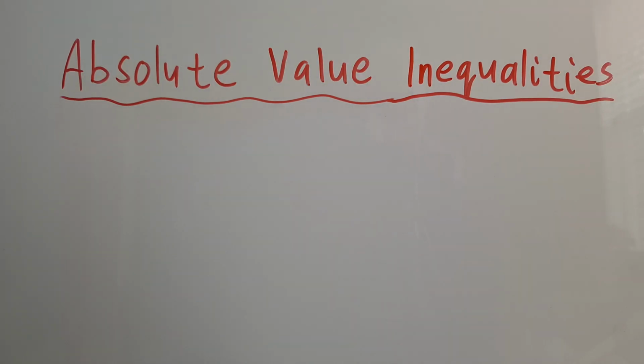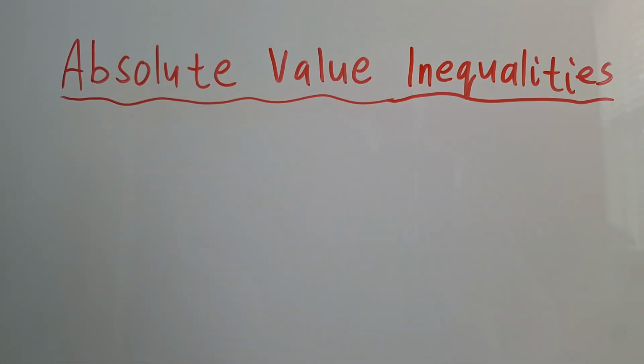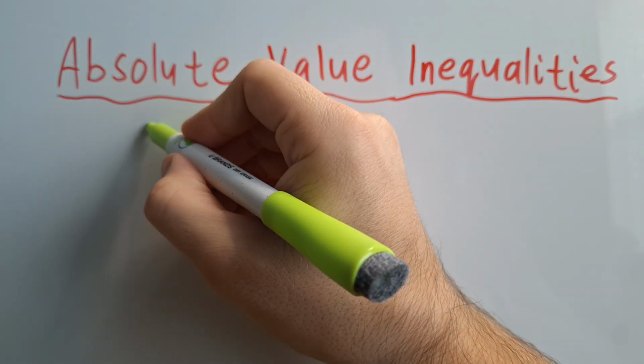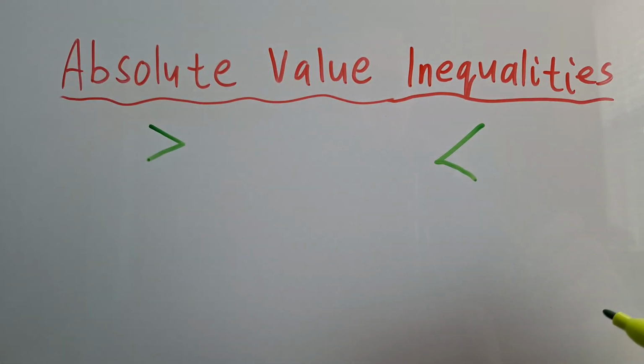Hello everyone, in this video we are going to solve absolute value inequalities. So we can write absolute value inequalities as compound inequalities. But how do we go about solving these? Because it's a little bit different than dealing with absolute value equations. And the answer to that is it depends on which inequality symbol we're dealing with.